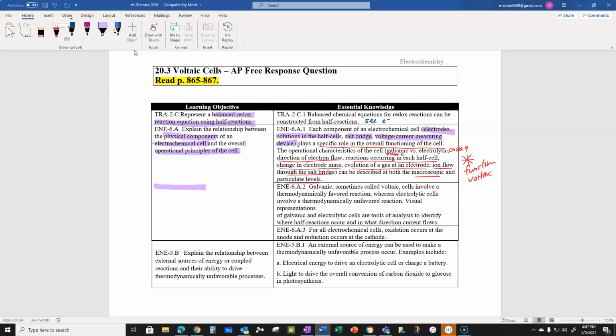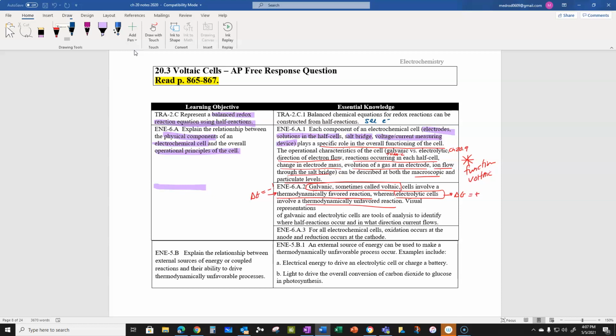Microscopically, particle diagrams, you know you're going to see it, okay? Galvanic sometimes means voltaic, okay? And when you have a galvanic cell, a voltaic cell, we want thermodynamically favored reactions. And we know that the delta G better be negative, okay? Whereas electrolytic cells involve a thermodynamically unfavored reaction, okay? So electrolytic involve not being spontaneous. So that means our delta G would be positive in that case.